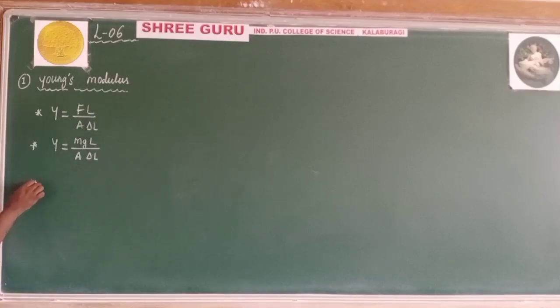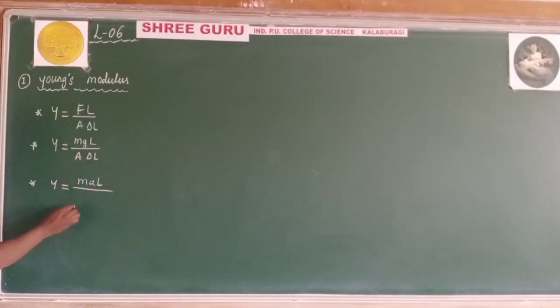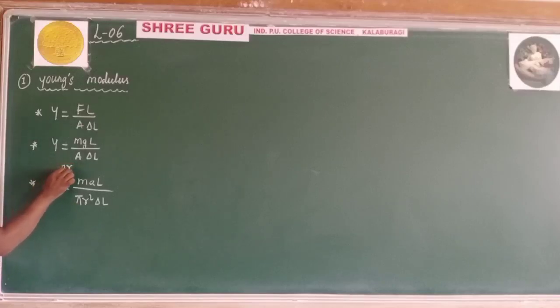Or we can also use the formula Young's modulus Y is equal to M g L divided by A, where A means area, that is pi r square, into delta L. R is the radius. Instead of the area, if they mention the radius, just take the area in the form of pi r square. You can use this formula or that formula.